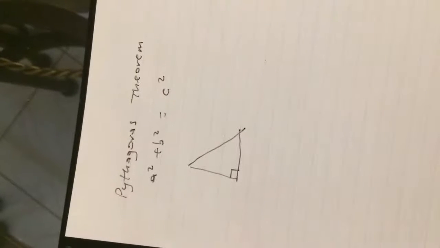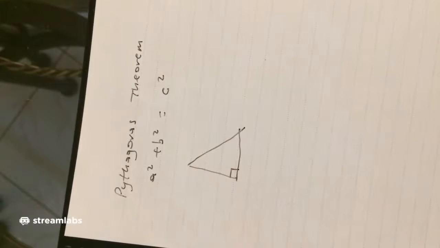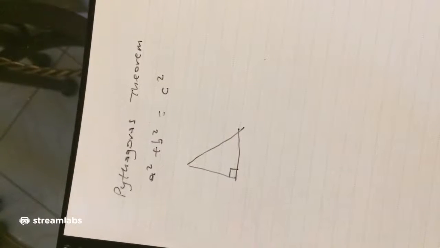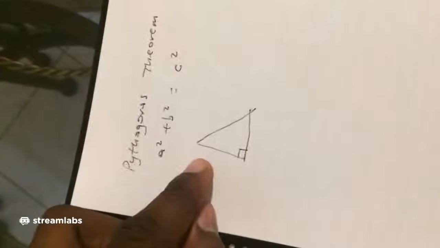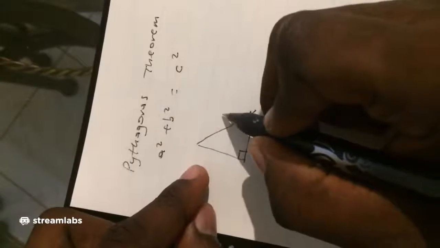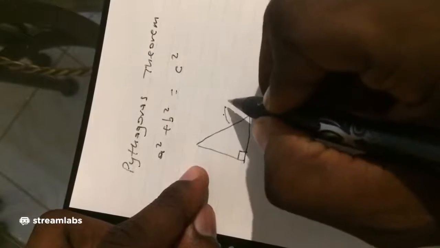Alright, so Pythagoras theorem. We have the formula a squared plus b squared is equal to c squared. With this formula, we deal with right angle triangles. These are the triangles we use Pythagoras theorem for. So we know for the right angle triangle we have a hypotenuse, and this is the hypotenuse over here.